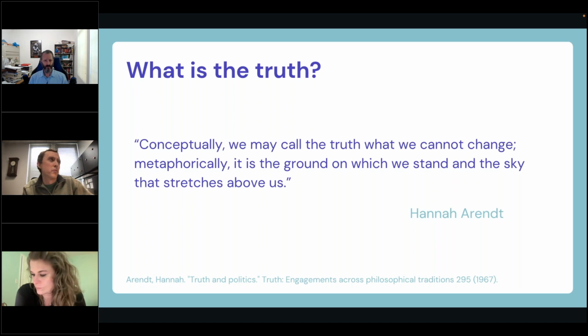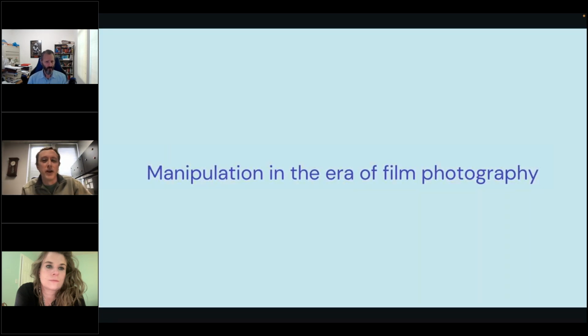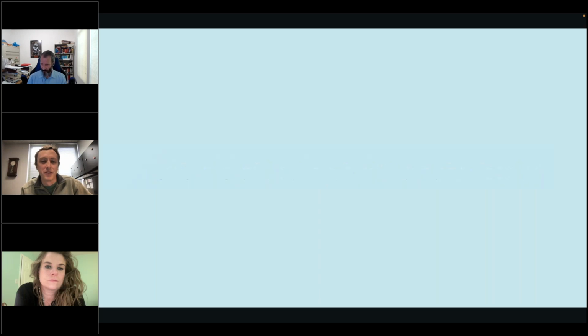So that doesn't work. But what does seem to work, as I pointed out, are the things that are obviously fake, because this type of analysis no longer works. And that's why I think the obvious fakes have been far more popular over time, which takes us now to the history of photographic manipulation in the era of film photography. This is where things get really interesting.